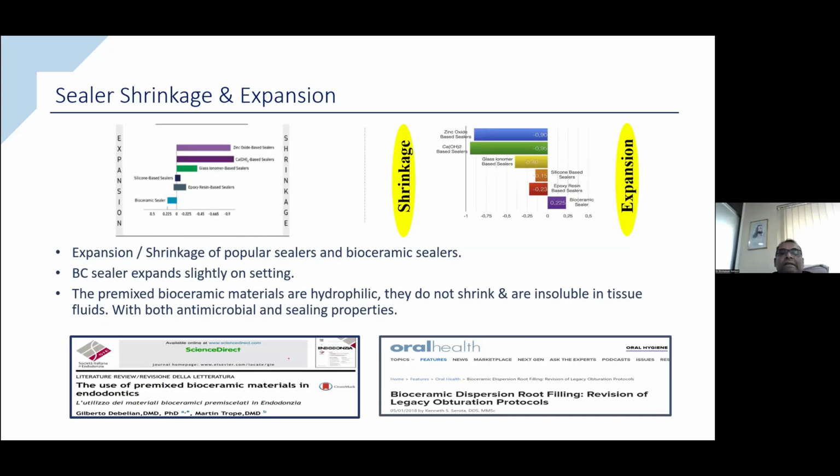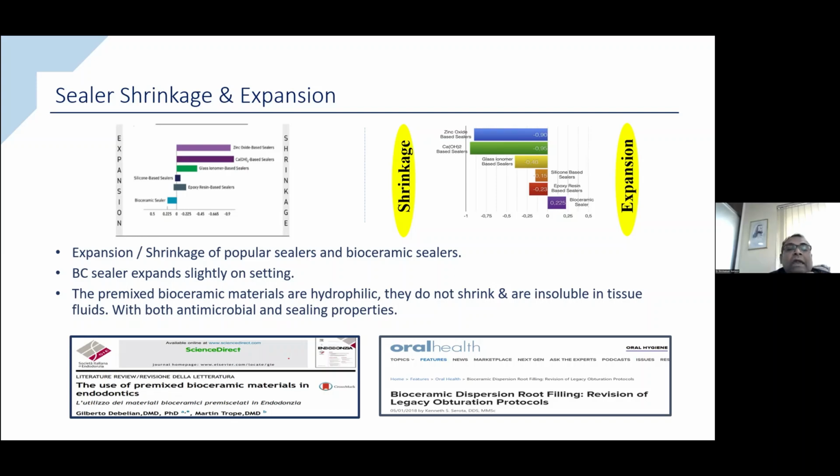Now, regarding sealer shrinkage and expansion. As you all know, even in the 1950s and 1960s, the single cone obturation technique was used with 2% gutta percha, however with zinc oxide eugenol. Due to shrinkage, as in both the studies, you can see the shrinkage of zinc oxide sealer was 0.9%. Thus, internal shrinkage as well as external shrinkage of zinc oxide eugenol was seen, causing endodontic failure.